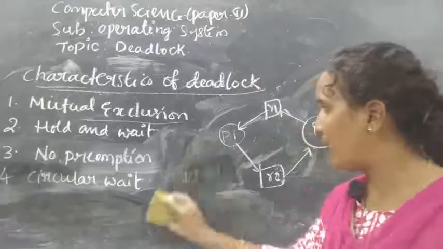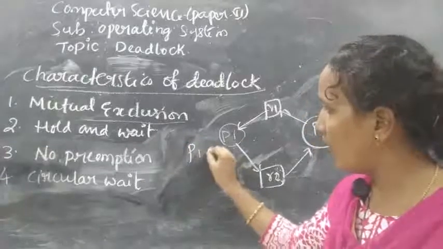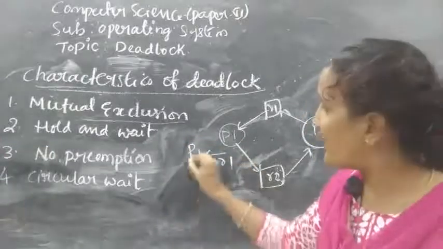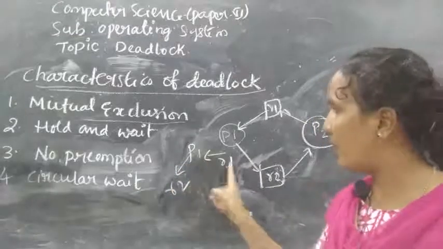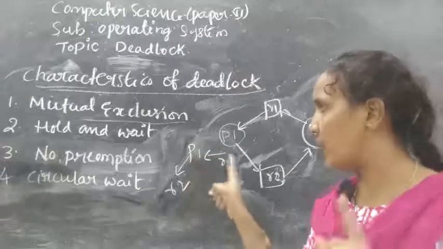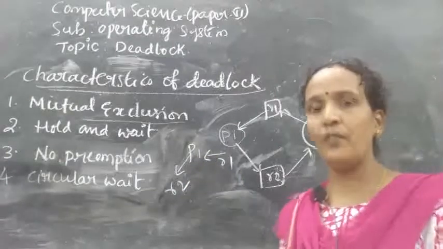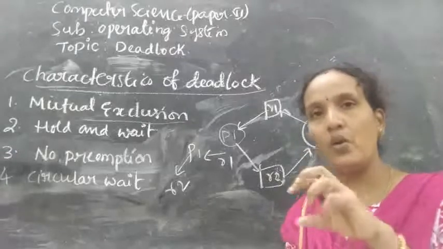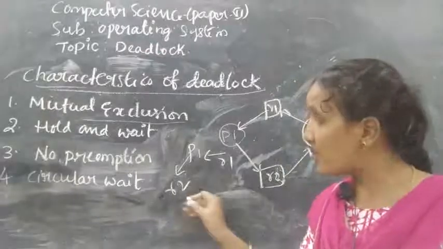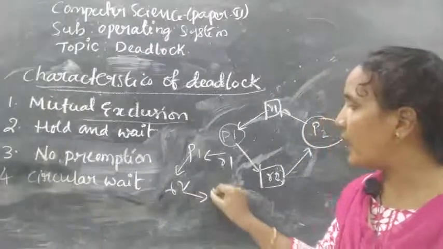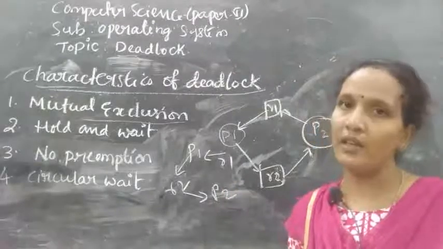Okay, so P1 is already holding R1 and it is requesting R2. This is called hold and wait. Here P1 holds R1 and it is waiting for R2. So if more than one process is holding one resource and is waiting for another resource which is held by another process, in that case also a deadlock may happen.